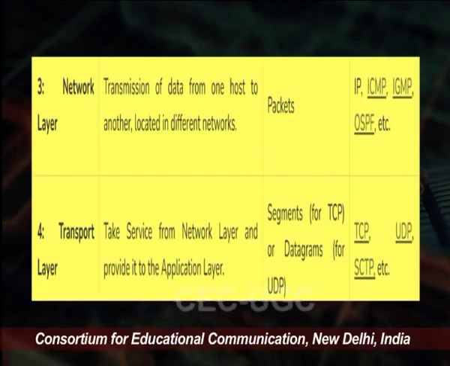Moving further, at the network layer, we have transmission of data from one host to another, which is located in different networks. Data is in the form of packets. Protocols which are important are ICMP, IGMP, OSPF and the IP protocol also. The transport layer deals with both connection oriented and connectionless services. So, TCP is there and obviously UDP is there, and SCTP is also there in the form of protocols. Data is now arranged in the form of segments, and the idea is to take services from the network layer and provide the services to the top layer, which is the application layer.